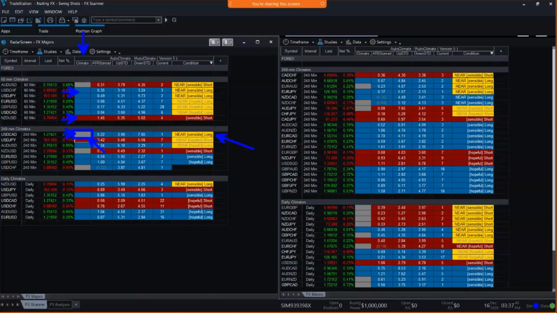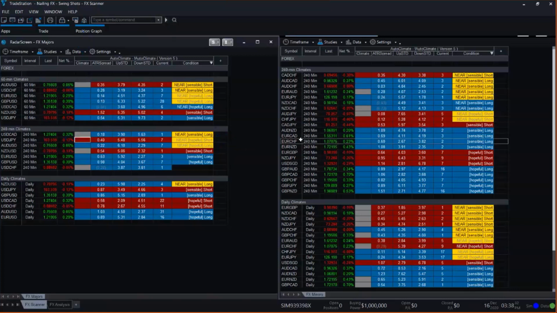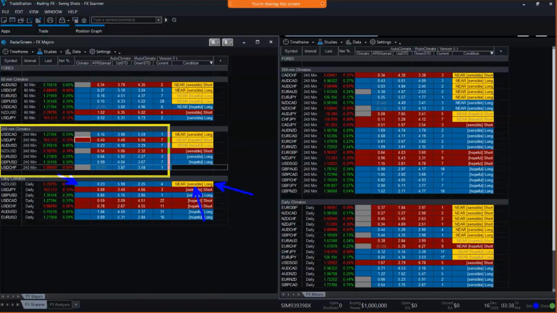So when we're looking at this scanner, it doesn't matter the colour, we want a coloured box here, we want a yellow box here, and we want it to say sensible. Those are the three things we need it to do. If it's missing one of those things, we don't look at it. So when it comes to our swing trading timeframes here, the only opportunity we have is the New Zealand dollar, and that's the one that we've already placed.